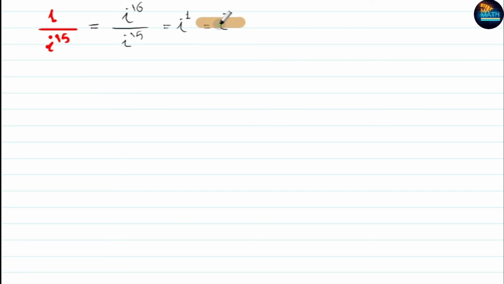All right, another solution here, 1 over i to the power of 15. If you break up the power, it will be 12 plus 3, because the highest multiple of 4 under 15 is 12. 12 is a multiple of 4. So it's equal to 1 over i to the power of 12 multiplied by i to the power of 3. i to the power of 12 is equal to 1 because the power is a multiple of 4. And i to the power of 3 is equal to negative i, if you remember the rules.